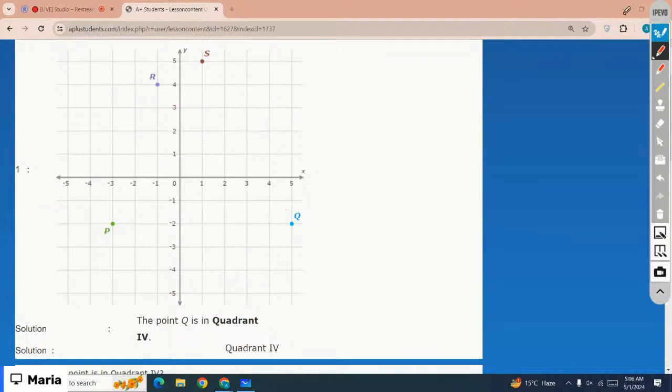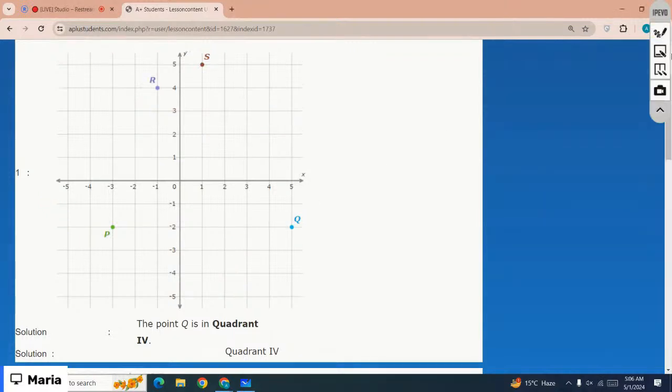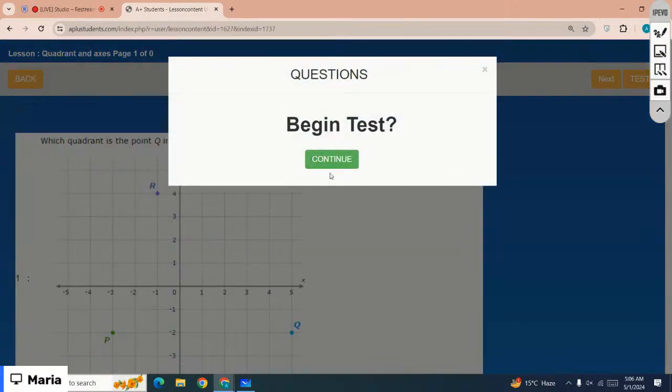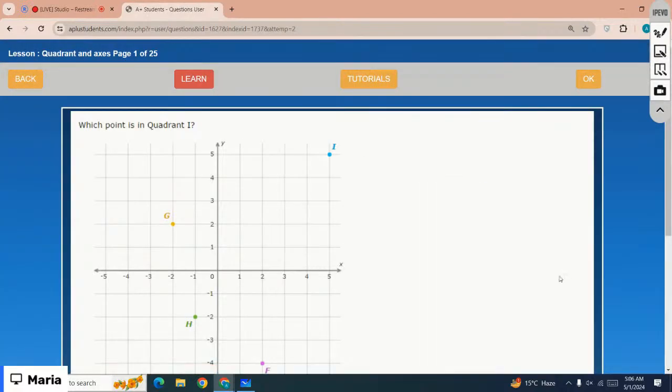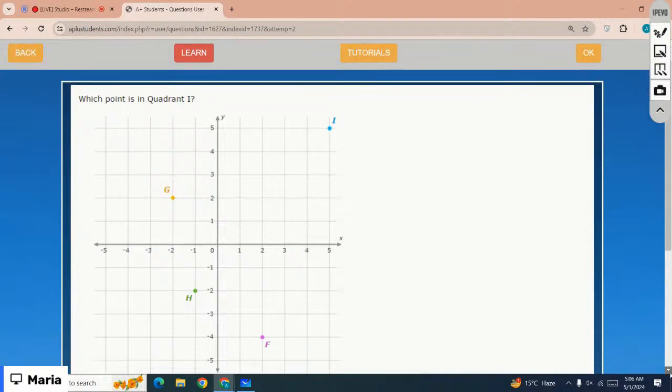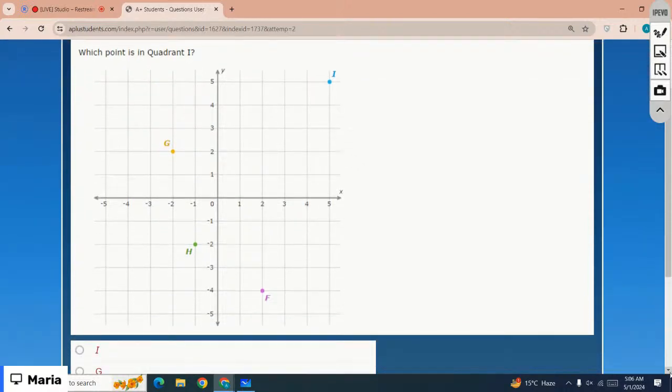Okay, let's start with the practice questions. Which point is in quadrant 1? Here is the first quadrant, and in the first quadrant you have the point I. So the correct option is I.